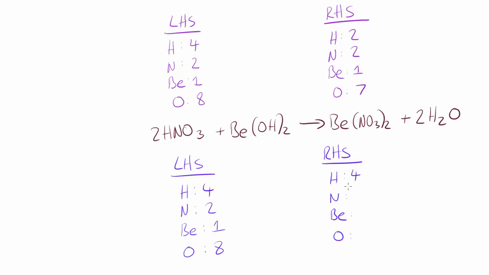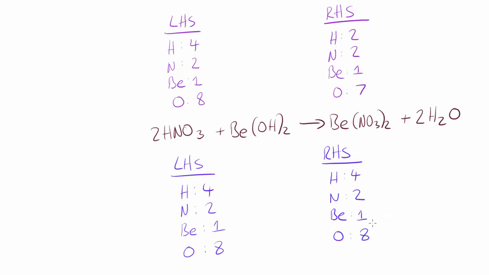For nitrogen, we didn't change anything, so it's going to be the same as before. So it's just N times 2, which is going to be 2, right? For beryllium, we didn't change anything. It's just 1 basically, right? And for oxygen, it's going to be 3 times 2, 6, plus 2 times 1, which is going to be 6 plus 2, which is going to be 8, right?